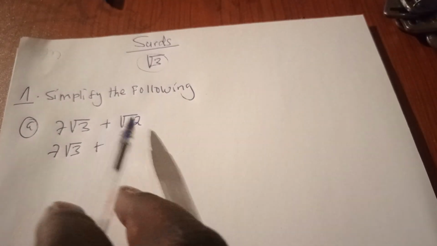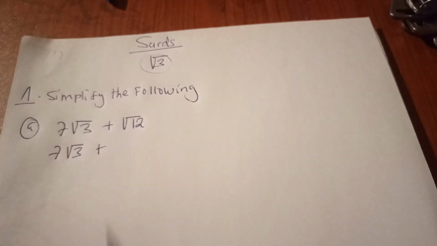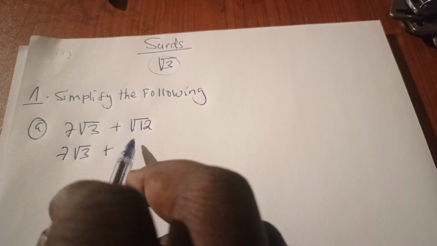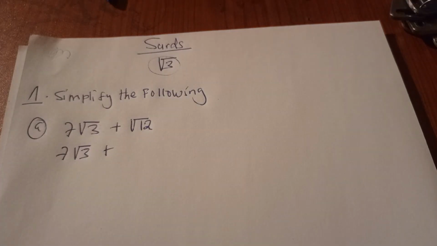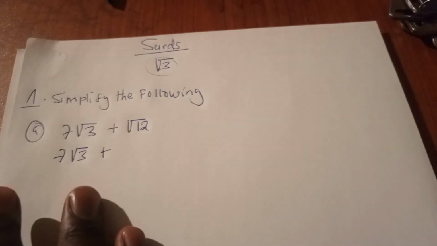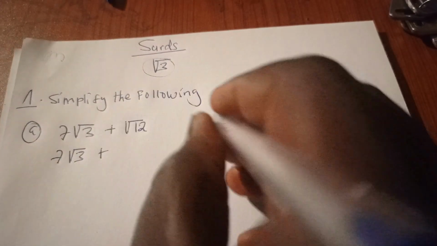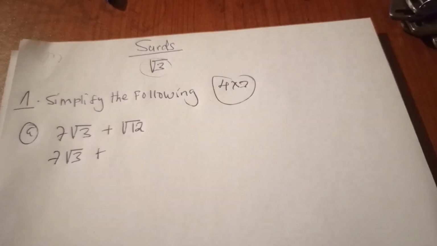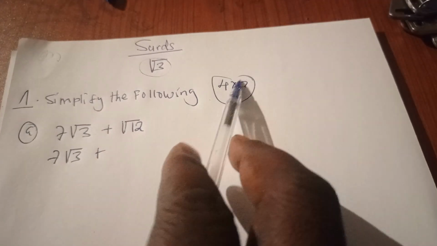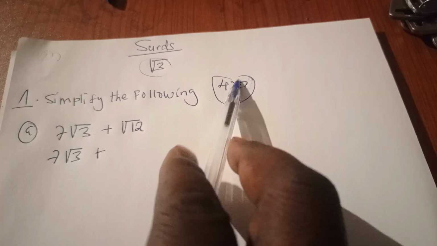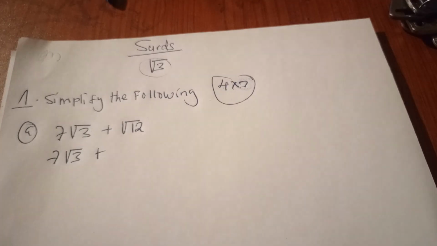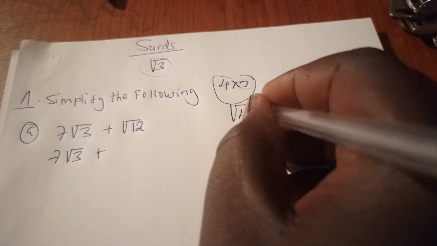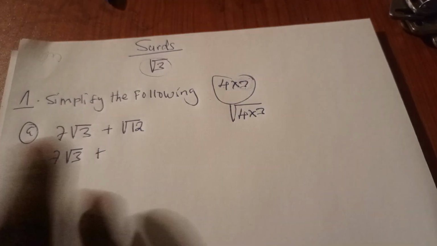then plus, now we'll go to this one. This 12, we need to simplify it. Which two numbers can we multiply to get 12, where one of the numbers has a square root? The numbers I'm considering are 4 times 3, because 4 times 3 is 12. Bear in mind that 3 has no perfect square, but 4 has a perfect square. So we can say 4 times 3 in the same square root.